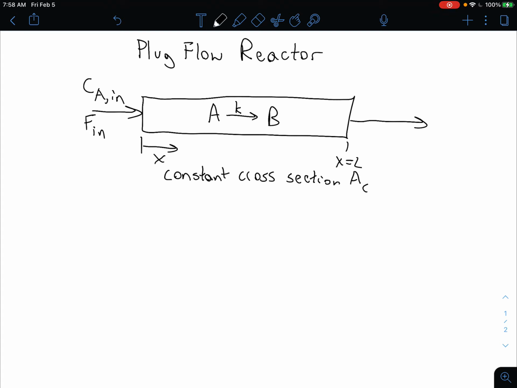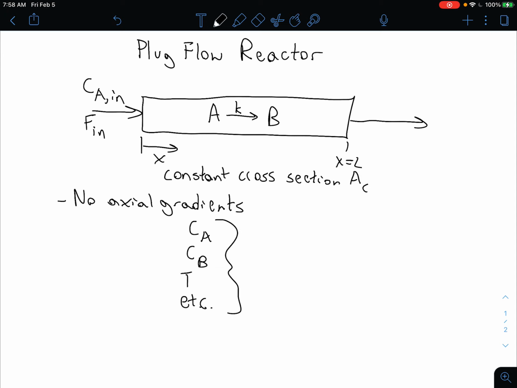So additional assumptions are that we have no radial gradients. What I mean by that is that if I pick a value of x, there is no difference in concentration between the fluid that is at the center of the channel and the fluid that is at the walls. In other words, the following variables, Ca, Cb, T, etc., are dependent on x only and not on radius r relative to the center of the tube. That's actually not a physically reasonable assumption, but let's make it for simplicity and illustrative purposes.